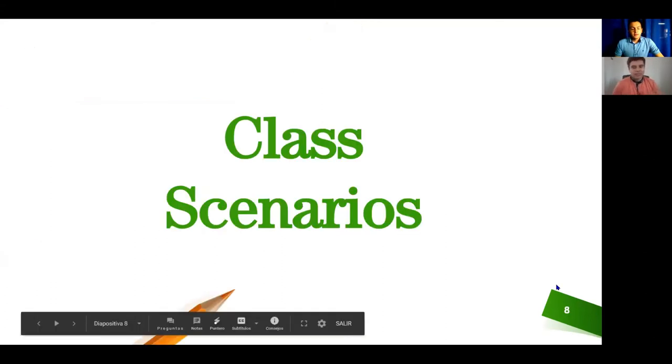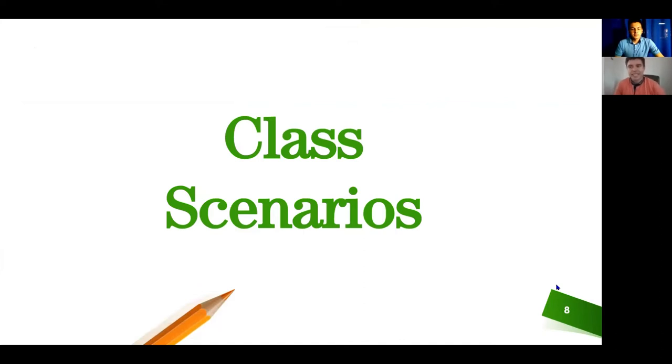Okay. To start with this technique, Danny, we are going to watch some class scenarios, five in total. So this is the process we are going to do. First, we are going to watch the scenario. Then we are going to talk about the rule and consequence that applies to that scenario. So let's watch the first one.